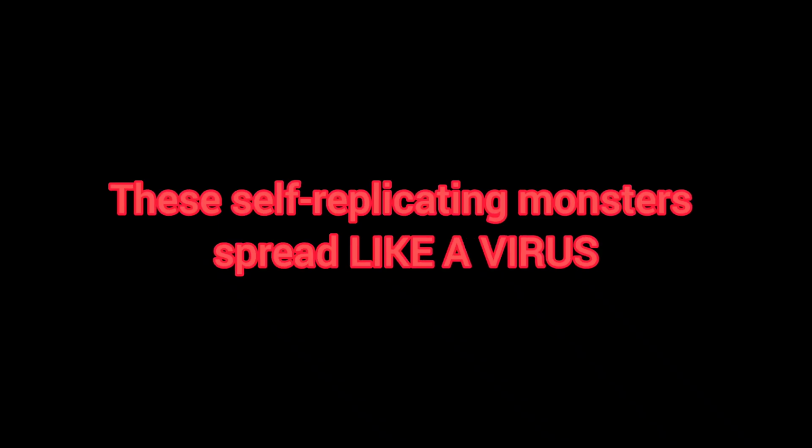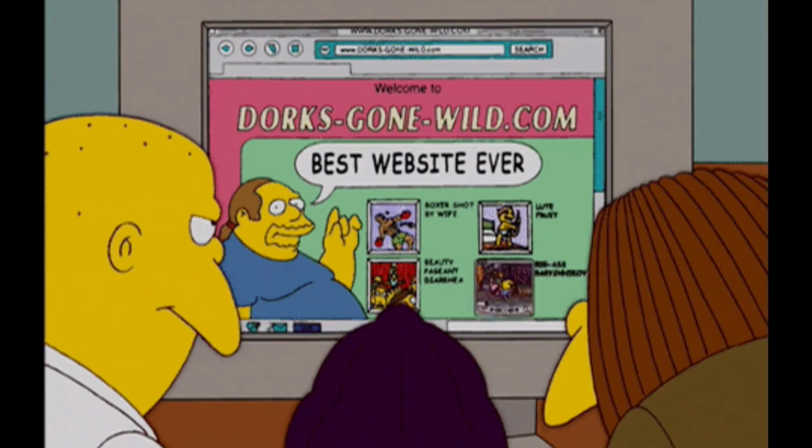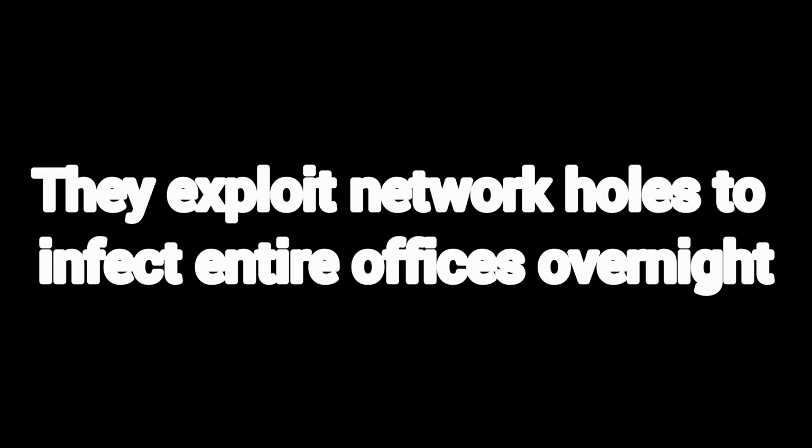Worms, the digital contagion. These self-replicating monsters spread like a virus but don't need you to click anything. They exploit network holes to infect entire offices overnight. Real-world nightmare: remember the ILOVEYOU worm? It caused $15 billion in damage by emailing itself to everyone in your contacts. WannaCry in 2017 hijacked 300,000-plus PCs by abusing a Windows flaw.